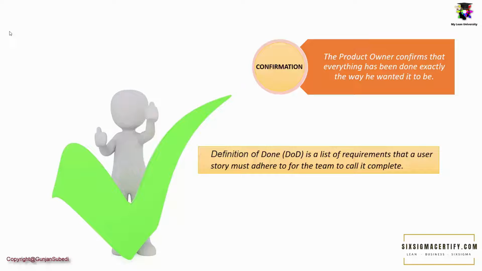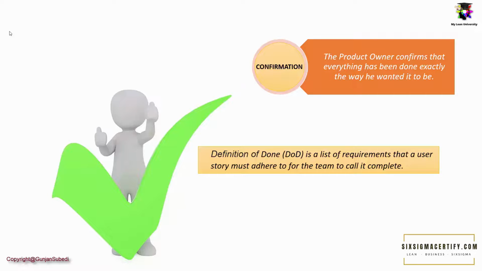So what is the definition of done? Definition of done, or DOD, is the list of requirements that a user story must adhere to for the team to call it complete. The team and the product owner check the doneness of every story in light of the team's current definition of done. Specific acceptance criteria that are different from the current definition of done can be established for individual stories, but the current criteria must be well understood and agreed to by the team.